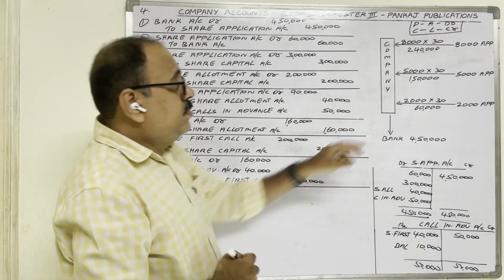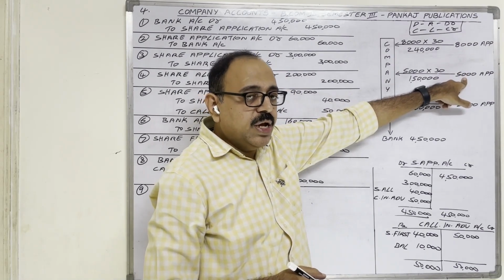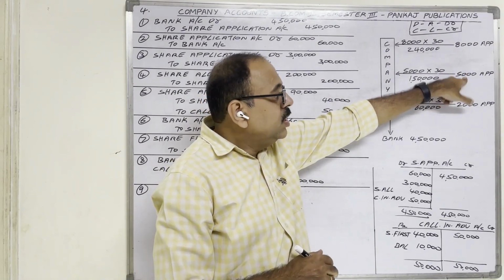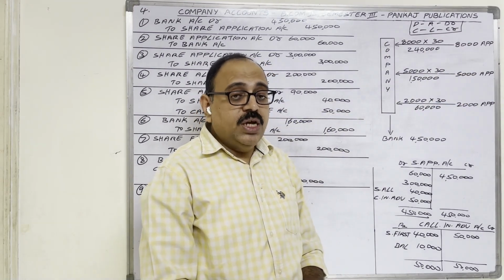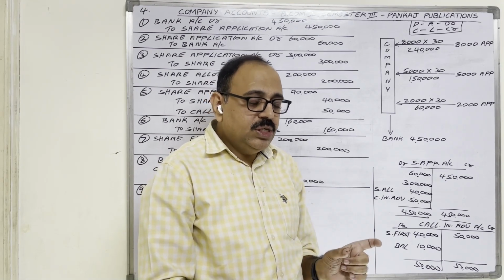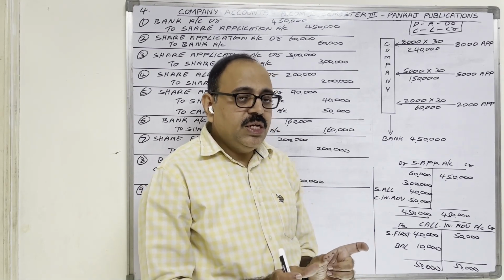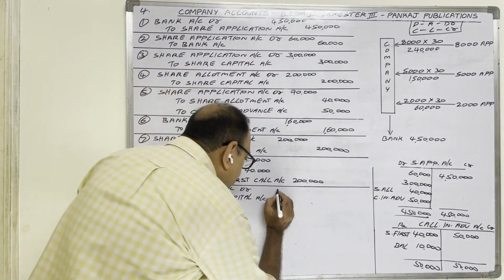Amount: 8,000 plus, to second category applicants, the company allotted 2,000. 8,000 plus 2,000, 10,000 shares. Per share, the final call amount is 30 rupees. So on 10,000 shares at the rate of 30 rupees each, 3 lakh should come. Amount is 3 lakh rupees.